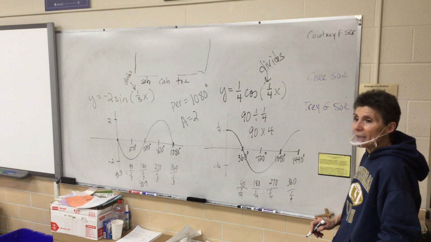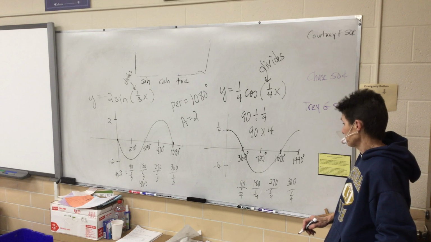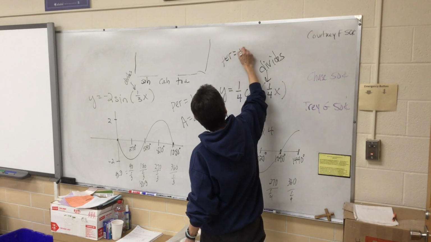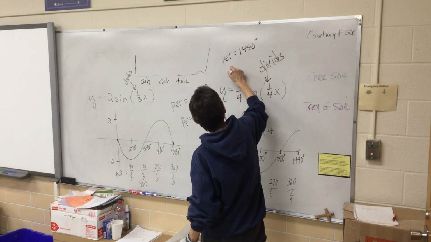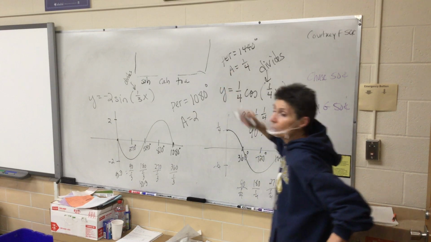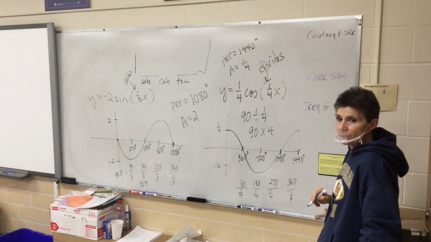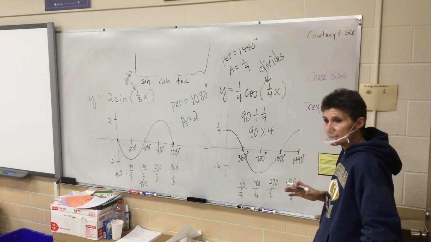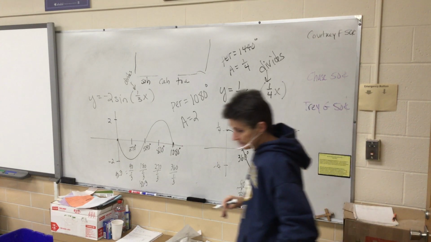So what's my period? 1440. And my amplitude is? Oh no, 1/4? Oh, that's what you said, I'm sorry. 1/4. Are you getting the hang of this, sort of? It's not bad. It's better than yesterday. Good.